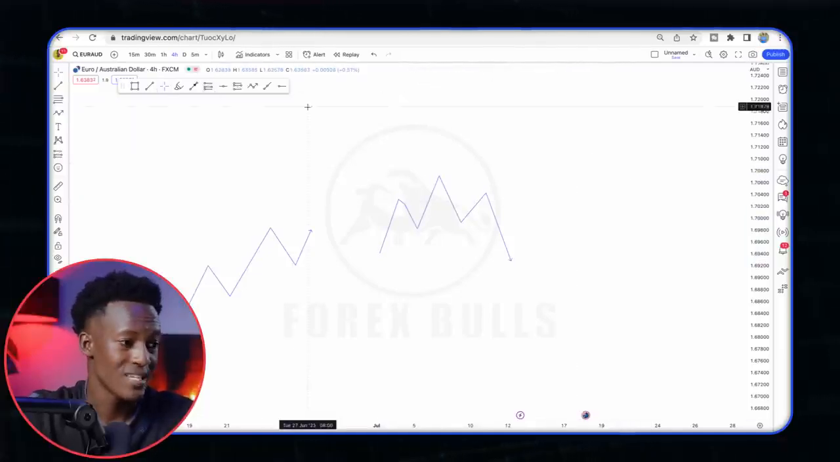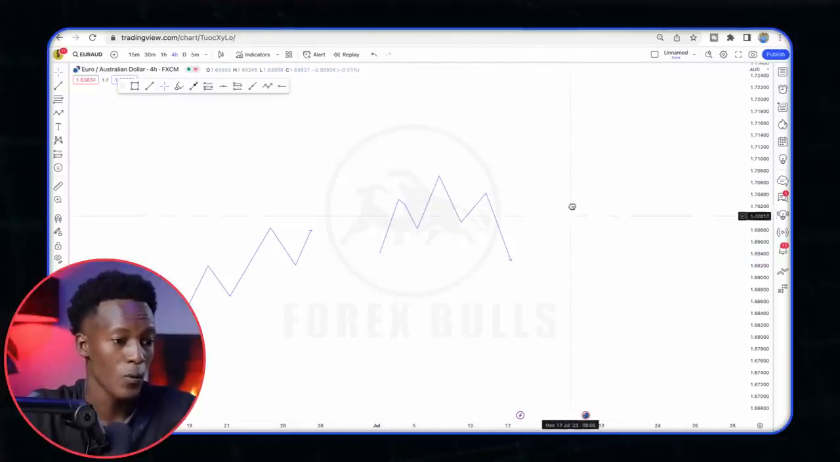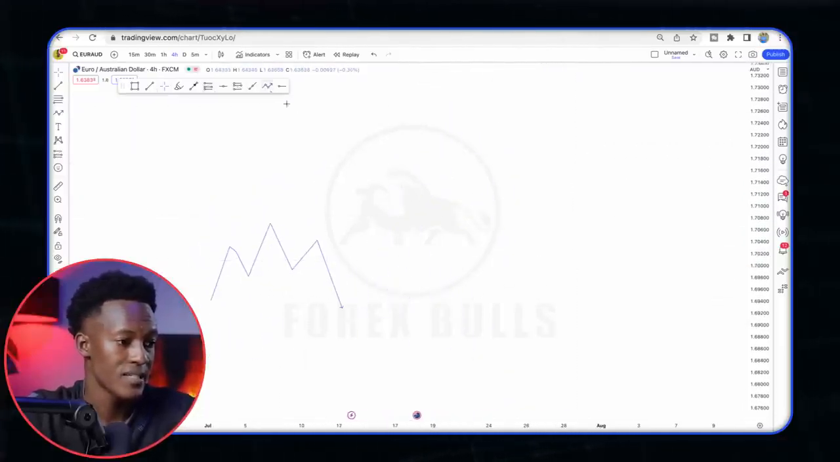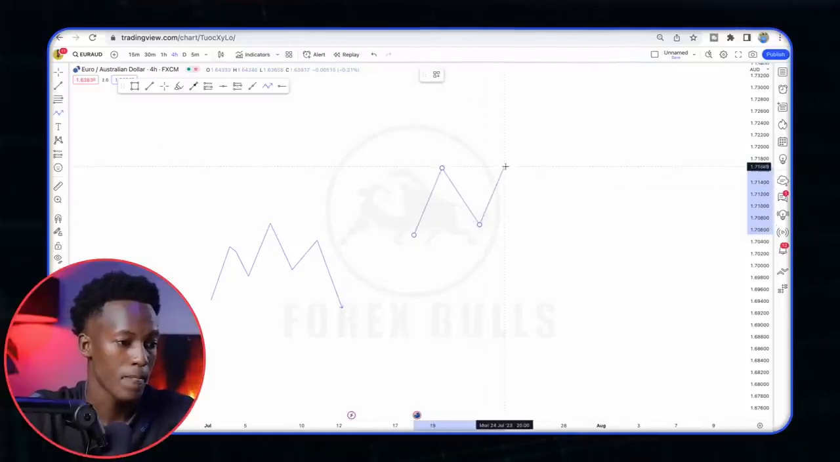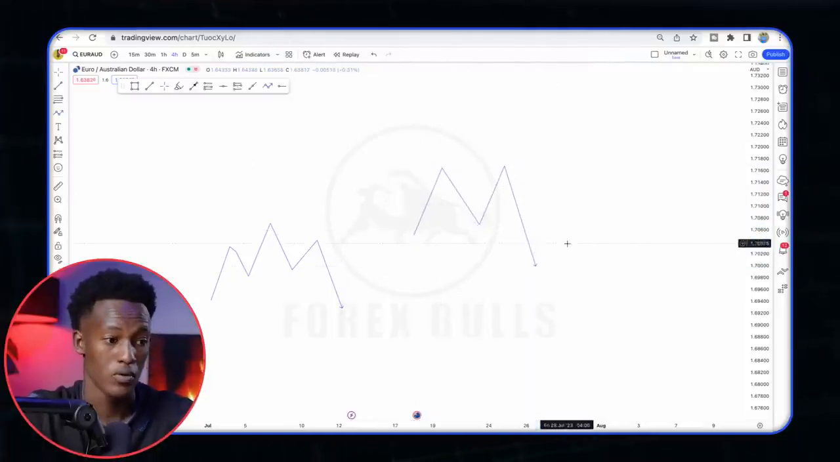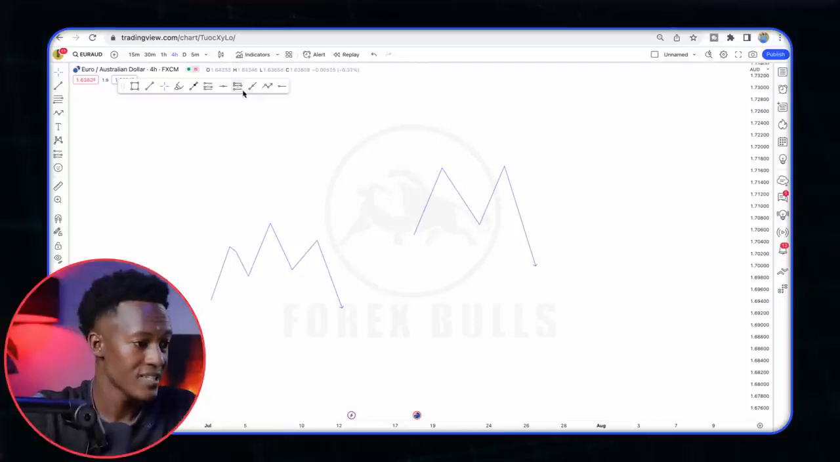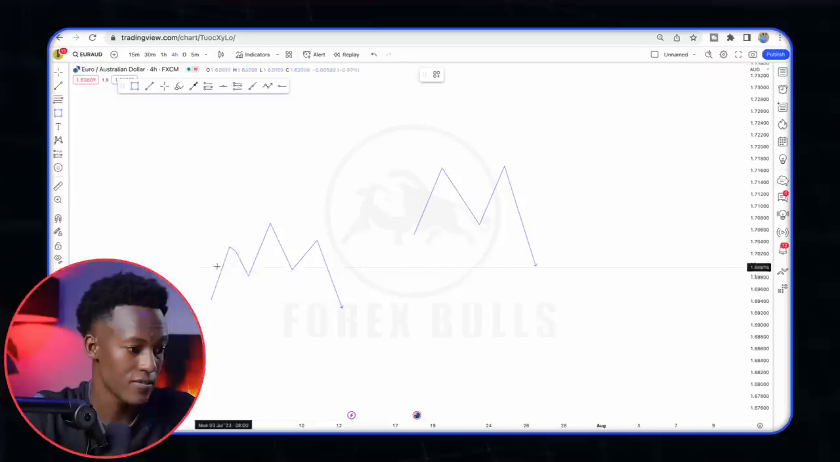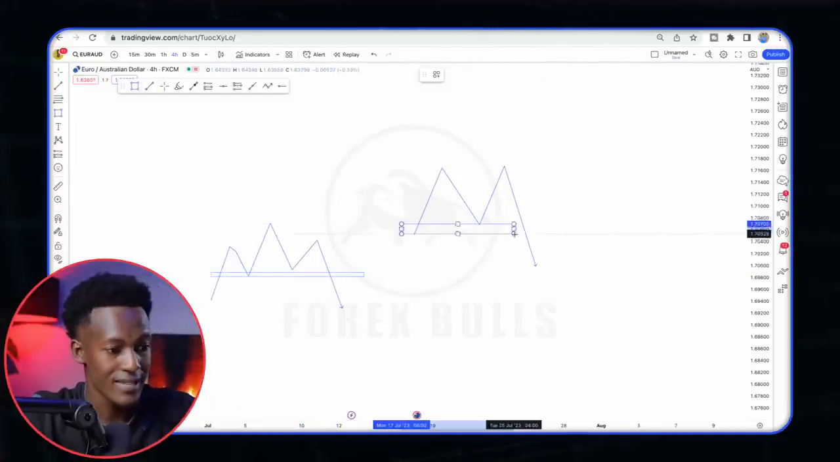Or we can also see a double top. You can see a pattern, just like a double top. Okay. And then boom, right? So basically in this case we would be looking out for these levels here. Okay, these levels here, we call that the neckline.